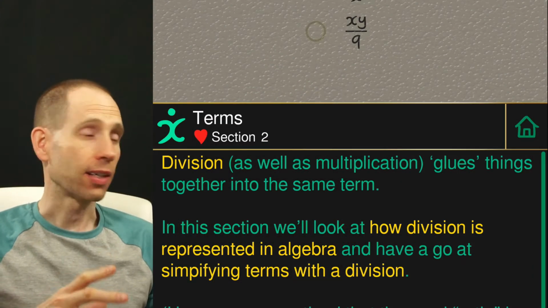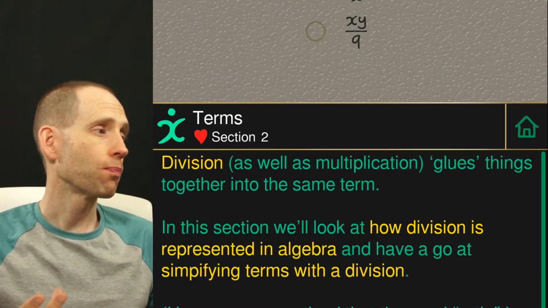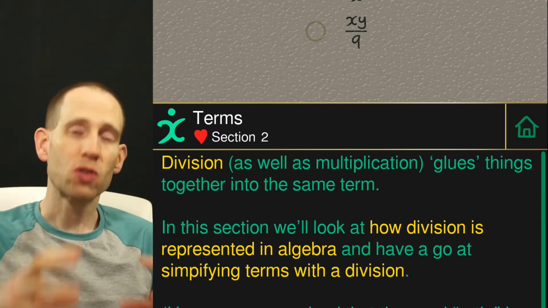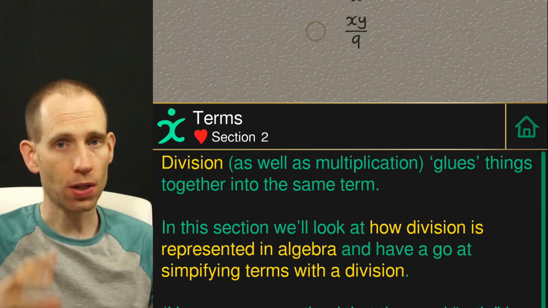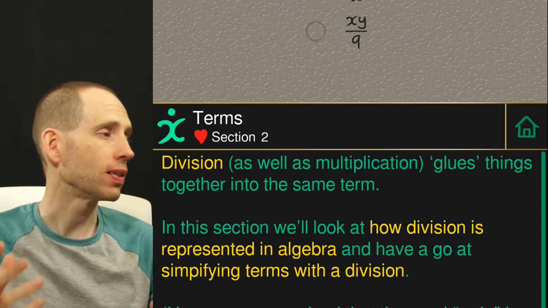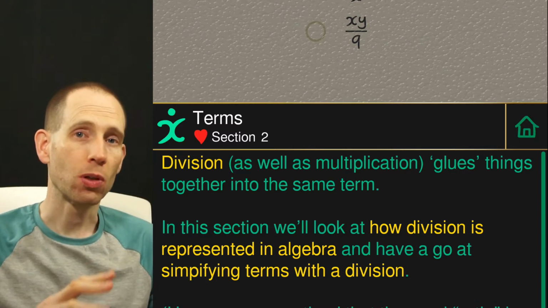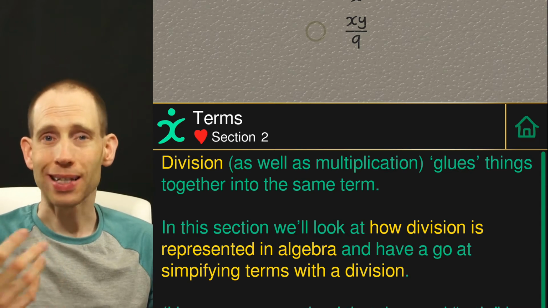So this is the second section. It's going to be about division. As I mentioned earlier, multiplication and division glue things together into the same term. That's a really important concept to get across. So in this section, we'll look at how we represent division in algebra.